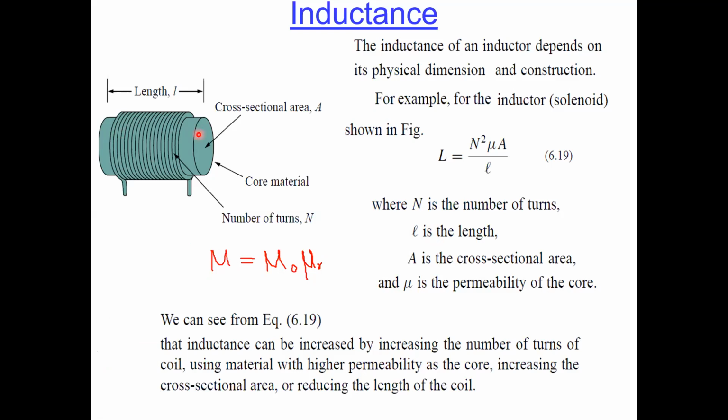l is the length of the core, A is the area of cross section of the core, and μ is the permeability of the core. So inductance, which is opposition to the change in current, increases by decreasing the length of the core, and it increases by increasing the number of turns. It increases by increasing the cross section area of the core. It also increases by increasing permeability.